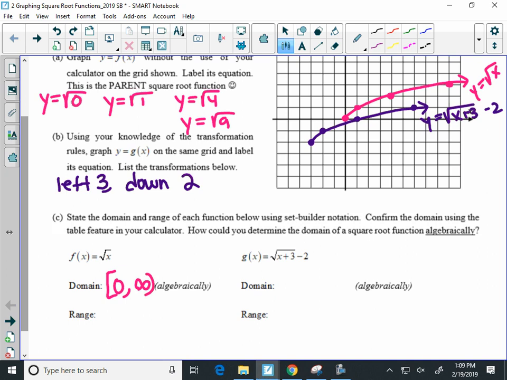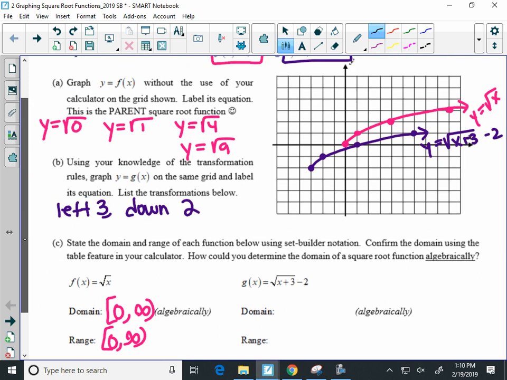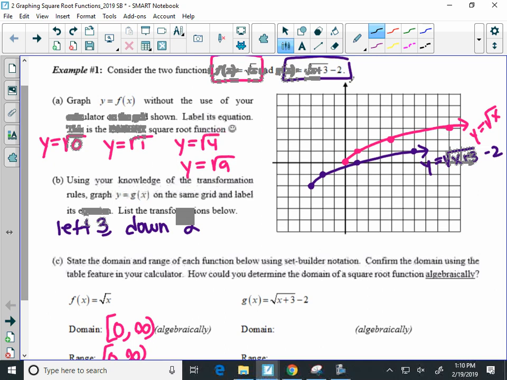If I did my range for that pink graph, where's the bottom y value? 0, and the arrow goes up to infinity. All right, that domain and range is easy. Now let's think about all the way back to September. Unit 2. We did domain of square root functions. So when I say to algebraically find the domain of this graph, that means I want you to look at the equation up here. What do we know about square roots?